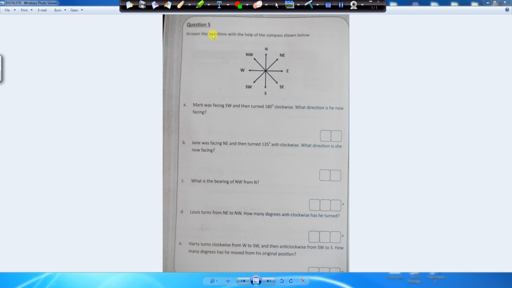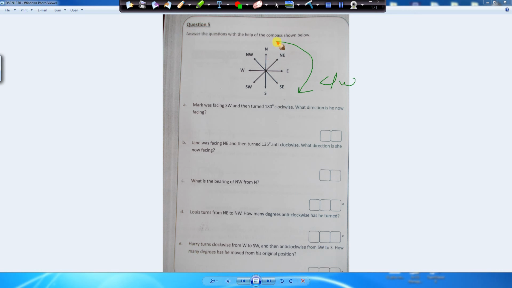Okay, folks, question number 5. Test 2, book 2, numerical reasoning, first past the post. Answer the question with the help of the compass shown below. Before we go any further, let's have a look at how this compass works in terms of angles. Let's put some basic information on there. We start normally with north and go round. If you go this way around, what do we call that? Clockwise. Excellent.